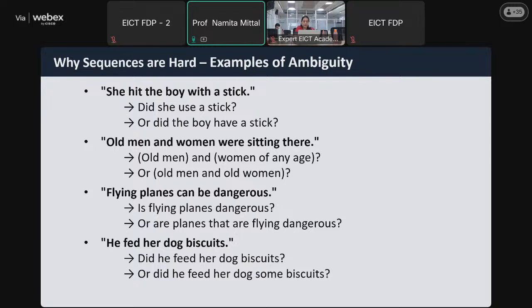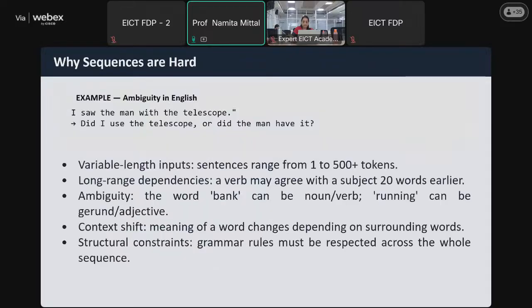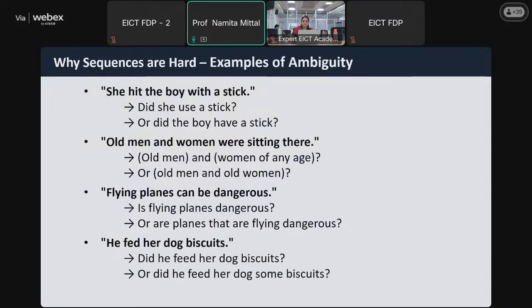The next: he fed her dog biscuits. The question is, did he feed her dog biscuits, or did he feed her dog some biscuits? Again, there's an ambiguity. Similarly, we can have several kinds of ambiguity, and several examples are there. To resolve this, we want the machine to work like an intelligent person, as we do. We understand because of what has been said and what is in practice.